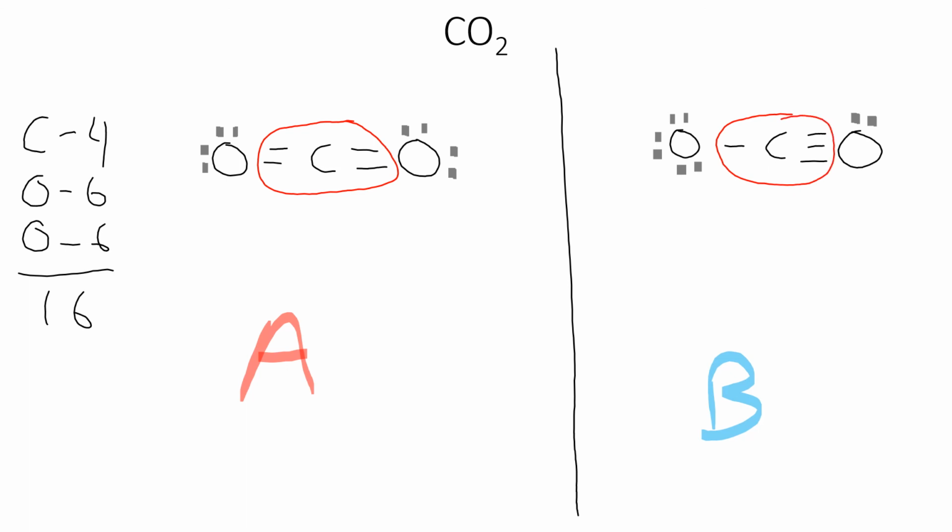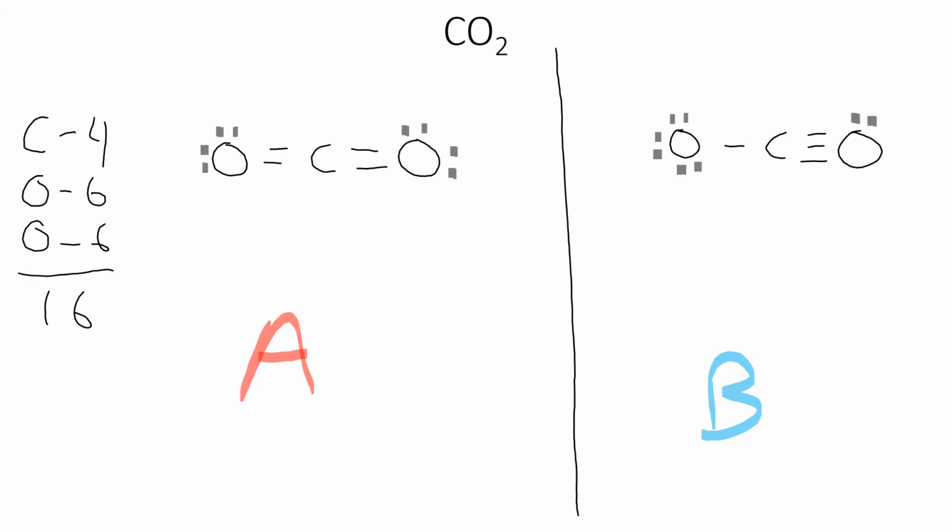Structure A on the left, 8 electrons are on that carbon. Structure B on the right, 8 electrons are on that carbon. So far we have a tie. They both have the correct total number of electrons. They're both following the octet rule. This is where you can use formal charge to break that tie.